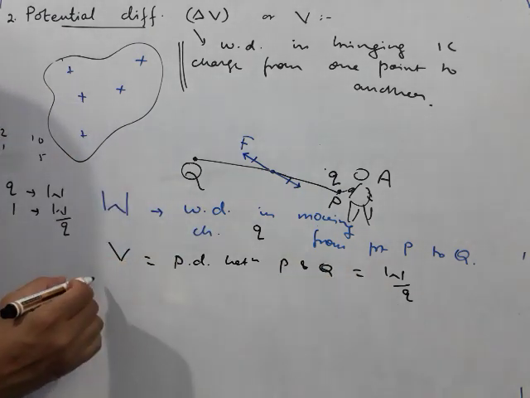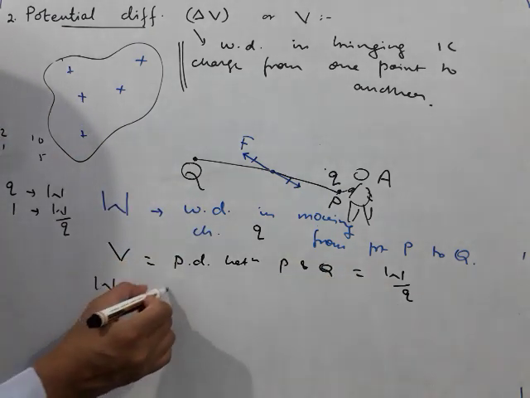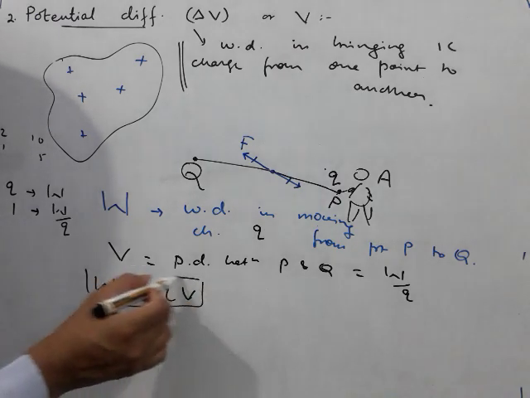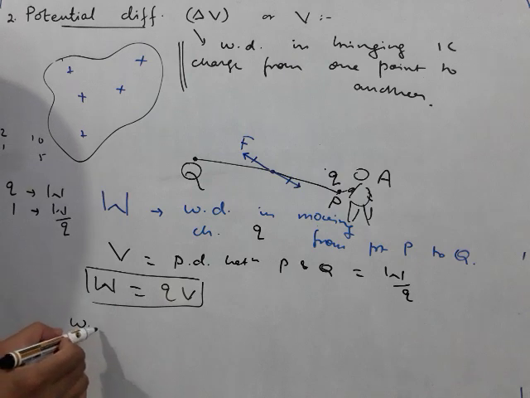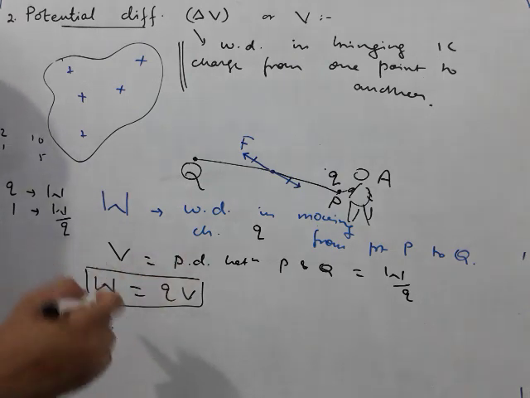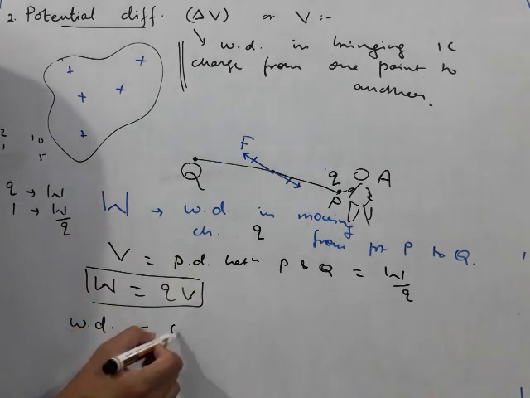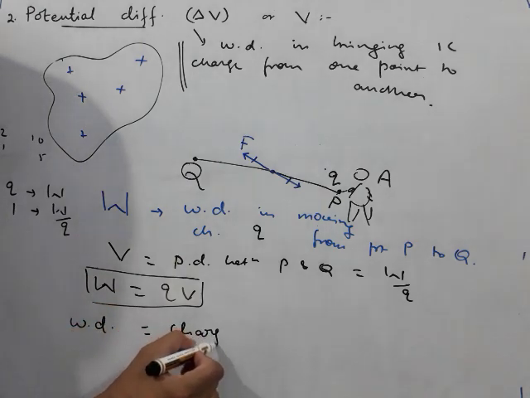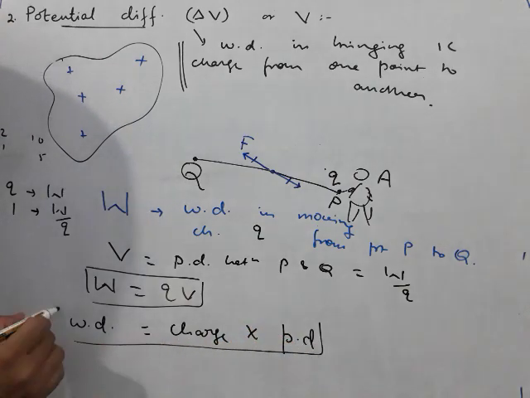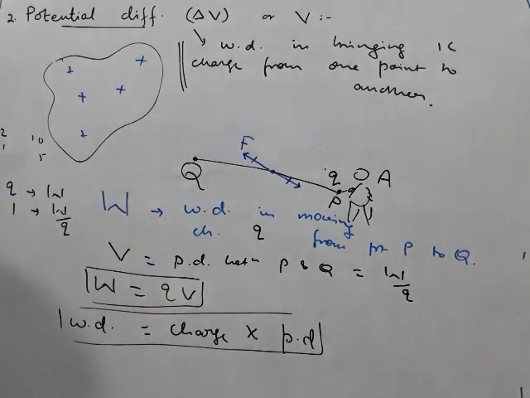And by cross multiplication, you can write W is equal to Q times V. Now this relation is very, very important. So I would like to write this in words also. Work done by an external agent in carrying a charge Q from one point to the other is equal to the product of charge and potential difference between those 2 points. Very, very important.